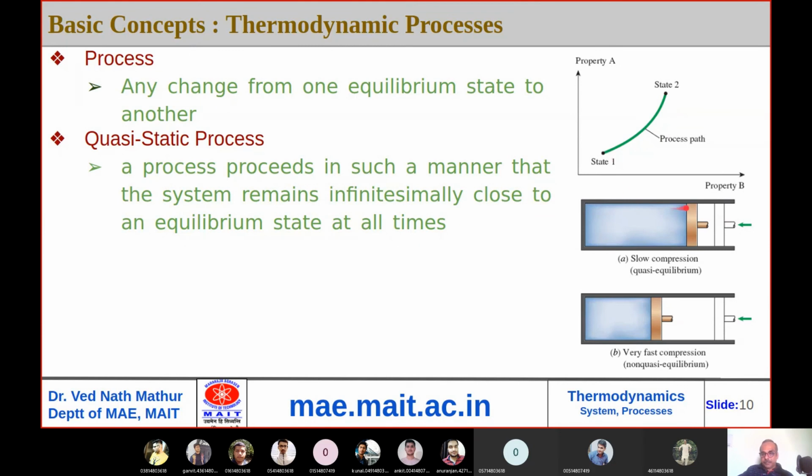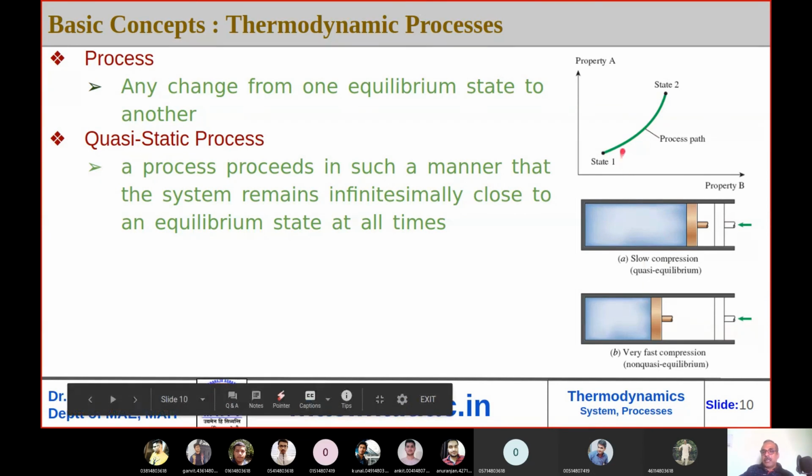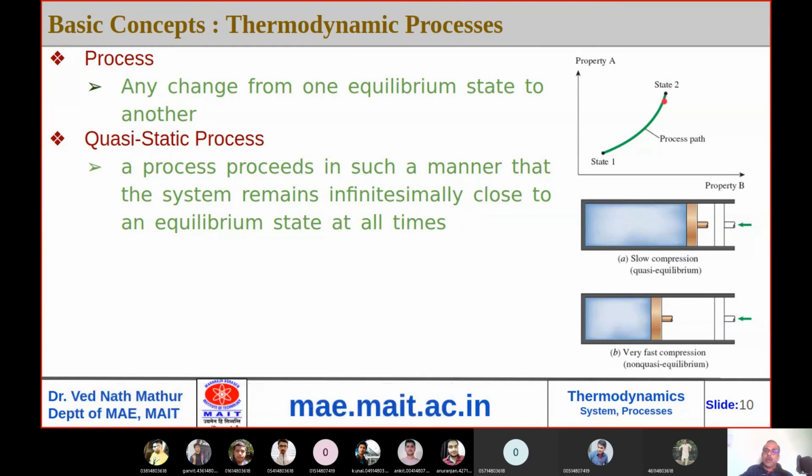So it's a very slow process, and as this piston moves in, we assume that the state of the system is in equilibrium. As the piston further moves in, we assume that the system is in equilibrium. So every point on this curve represents an equilibrium point. Then only you can represent a process by a continuous line. Now, if it's a very fast change in state, then the intermediate points are non-equilibrium points. Then we do not represent the process by a continuous line, rather we represent it by a dashed line.